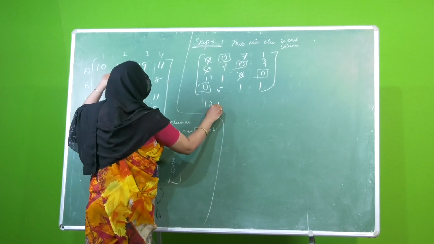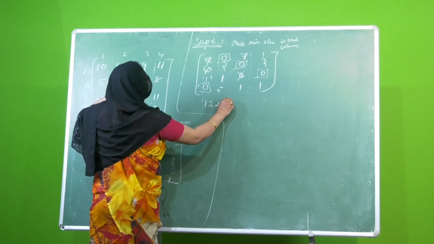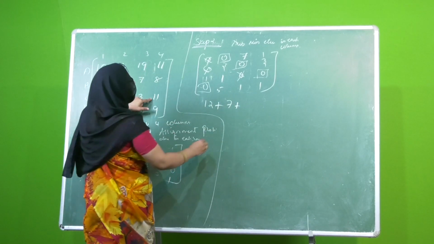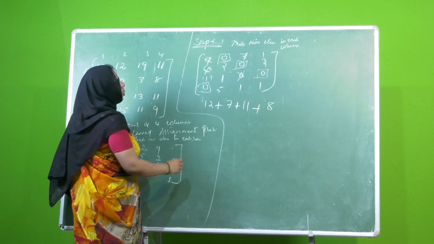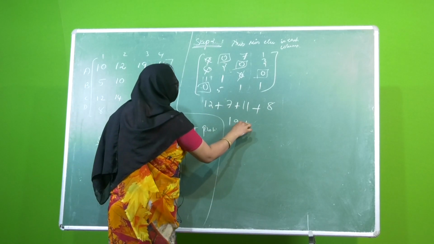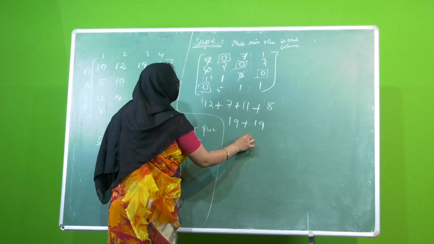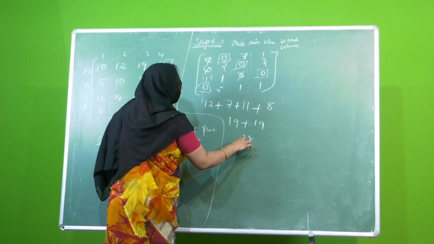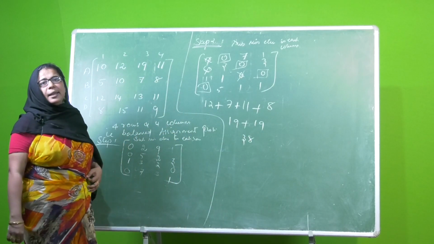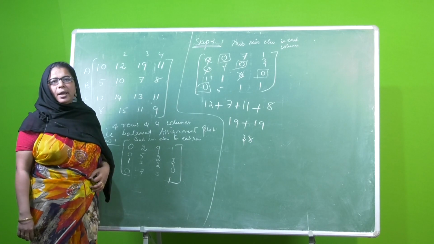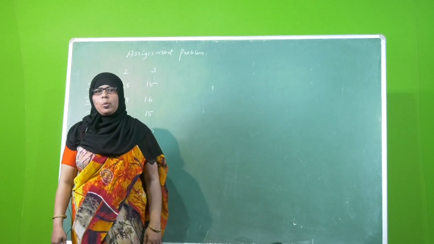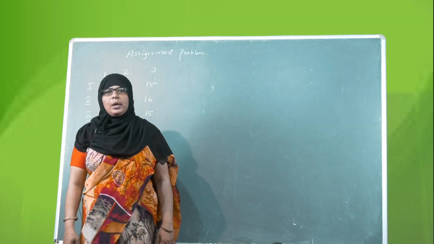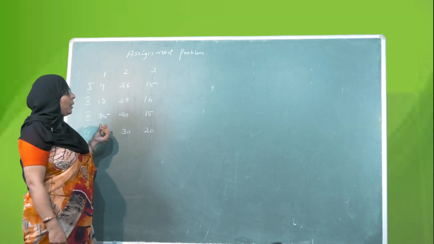12, 7, 11, 8. So what is the answer? 19 plus 19. The answer is 38. Okay, is it clear? Now we are going to see another example of assignment. Okay, now let us see the problem.